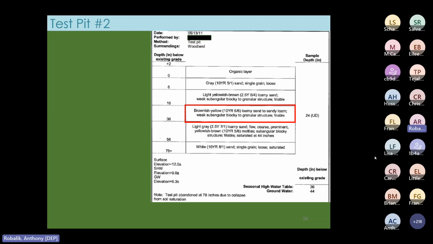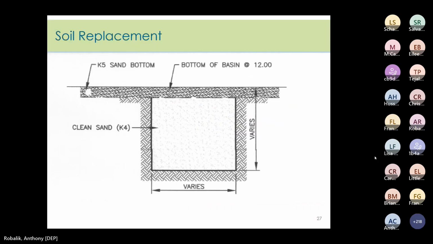So at this point, there would be 2 choices that the design engineer had. Either send someone back out there to do more testing and prove that this was just an anomaly, or the thing that they did choose to do, which is to replace that layer completely from the infiltration area of the basin. So they replaced down to the bottom of that layer throughout the entire infiltration area of the basin with K4 sand. So at this point, we know that infiltration rates will be good, and we don't have any issue.